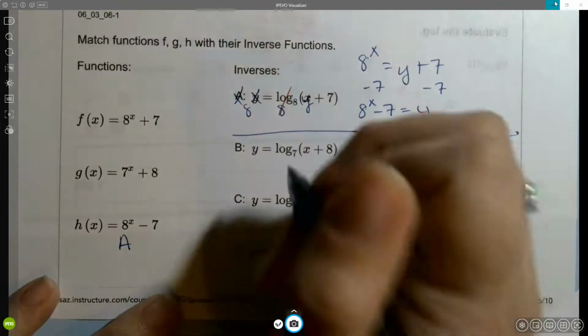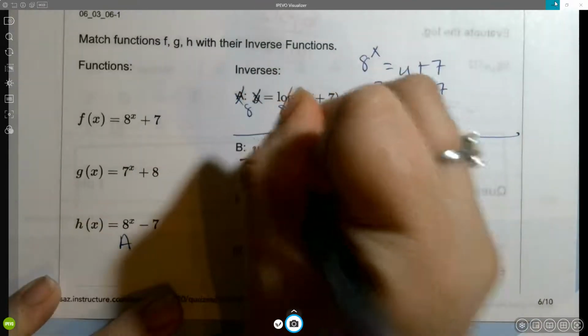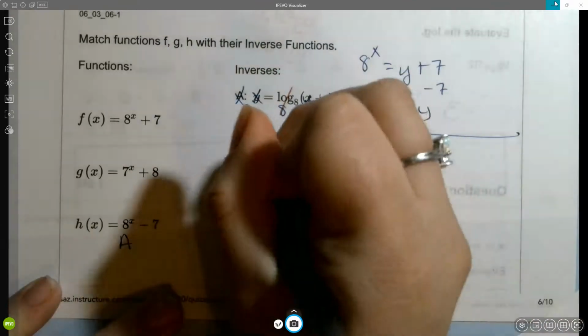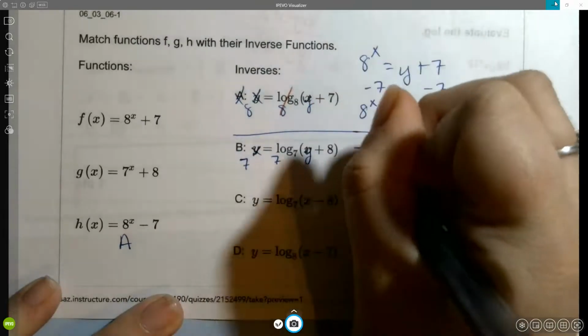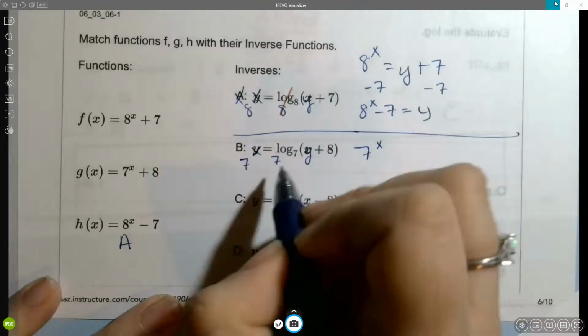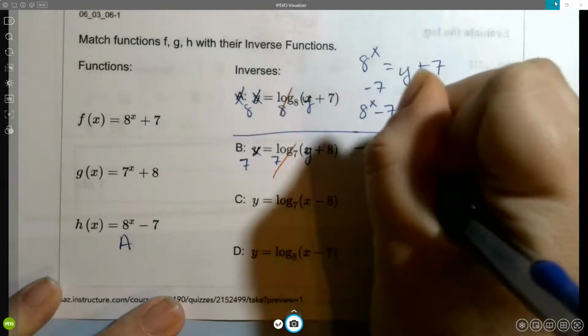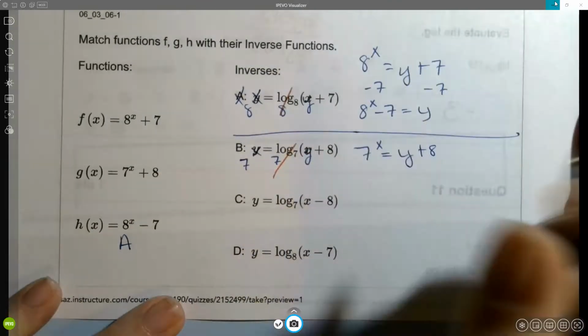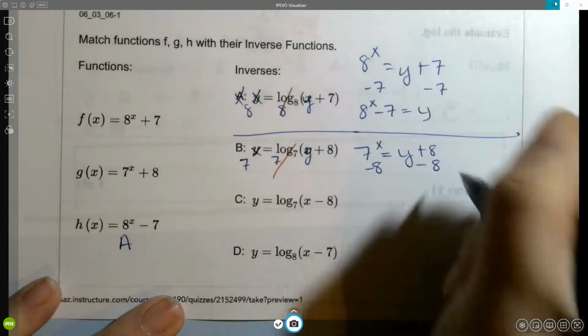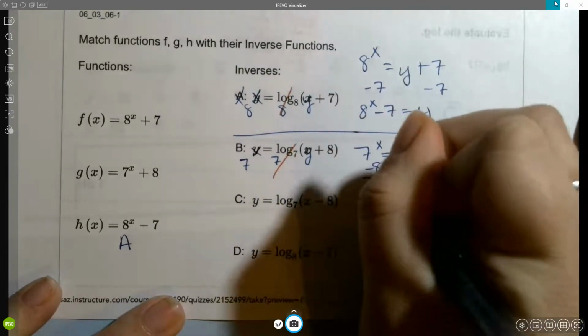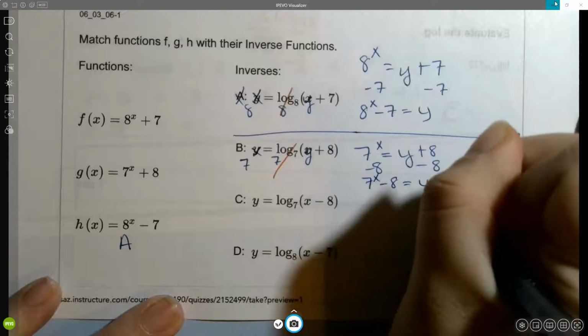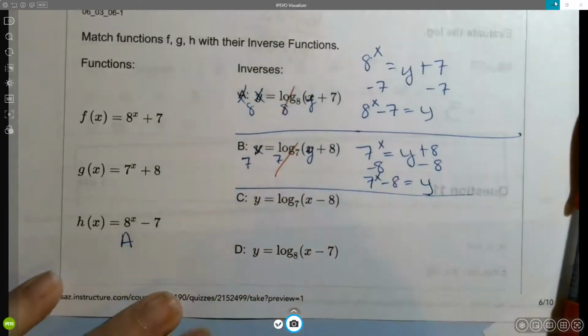I'm going to do the same thing for b. This is log base 7. So over here, I switch my x and y. Then I have 7 to the x. The log base 7 will cancel out. And I'll have y plus 8. I want to go ahead and subtract 8 on both sides. This one gets me 7 to the x minus 8 equals y. That's not any of my choices.